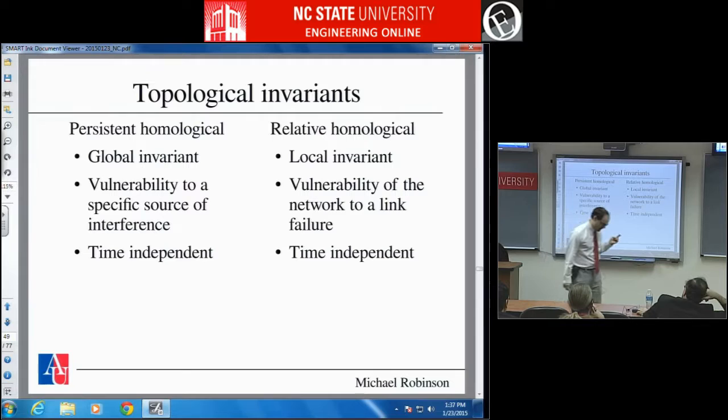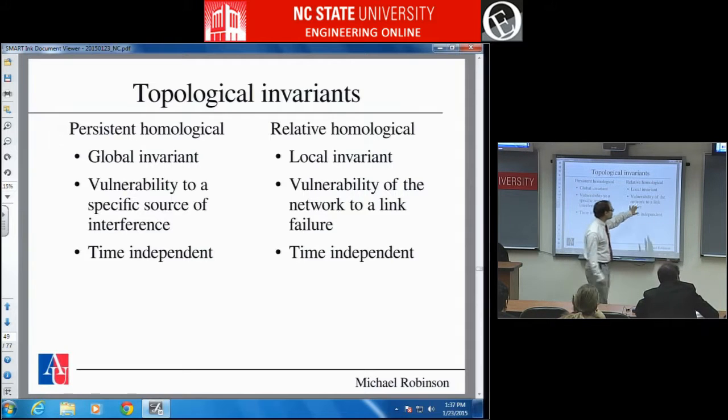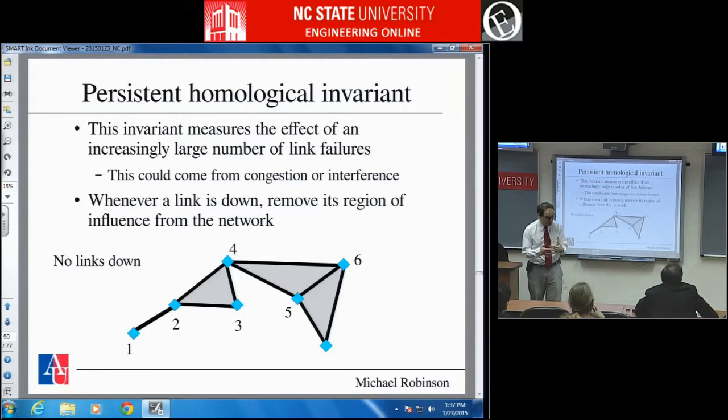What I'm going to do is show you two invariants, one that's based on relative homology and one that's based on persistent homology. The persistent homological one is somehow global, and the relative homological one is somehow local. Essentially, this is answering the question about the vulnerability of the entire network to a specific source of interference. This is going to tell you about the vulnerability of the network to a link failure, a specific point link failure. Both of them are time independent, because the media access model that I've built in here is time independent.